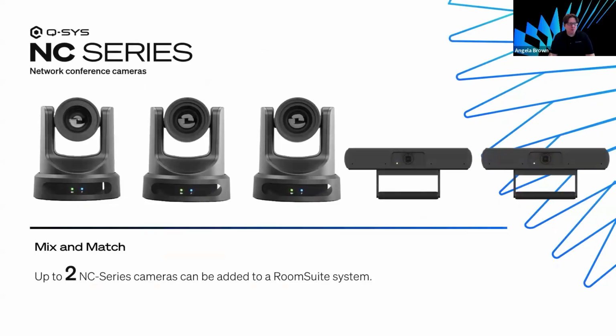And then, so cameras, we can do 2 NC series cameras. So that was our last category of peripheral. You can mix and match them. You can do 2 PTZ cameras. You can do 2 of the NC90.